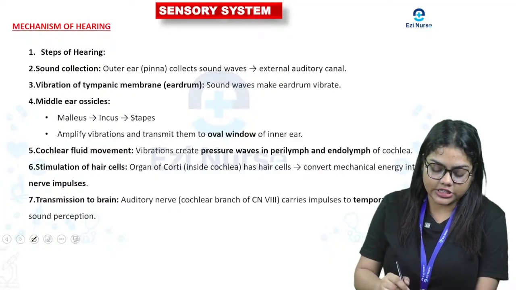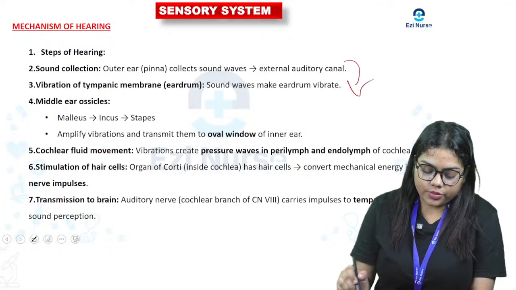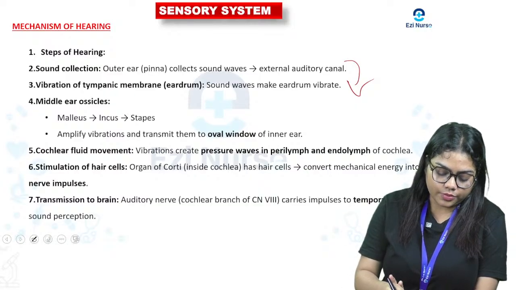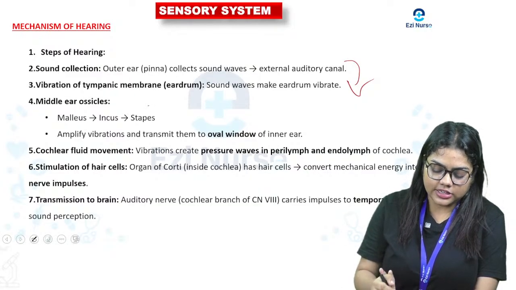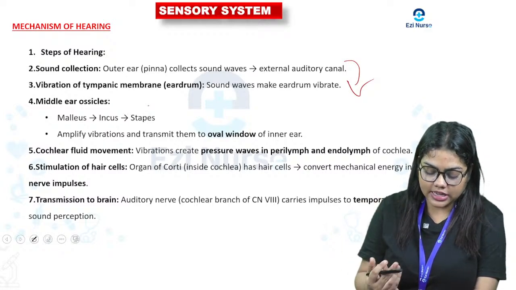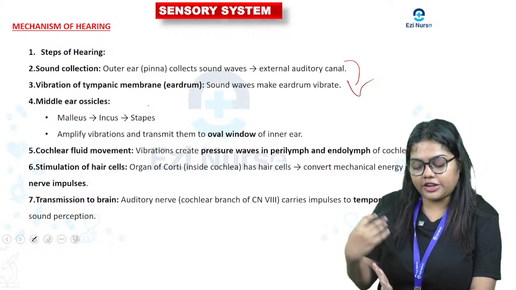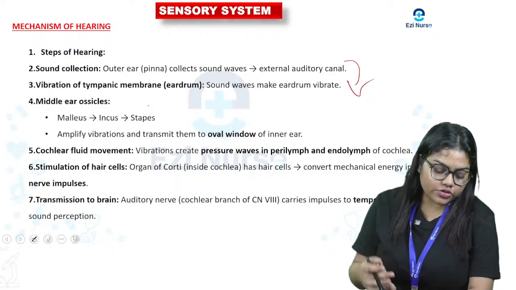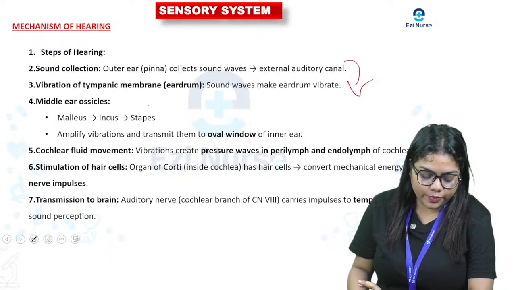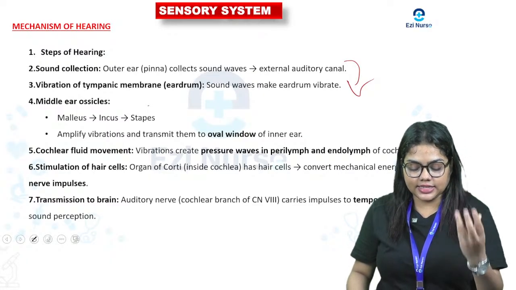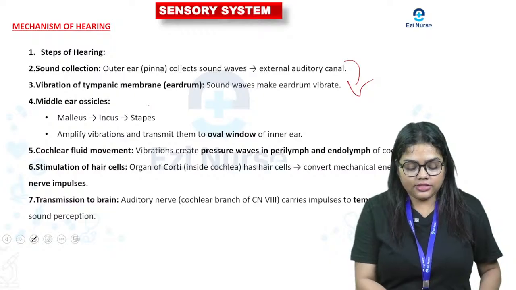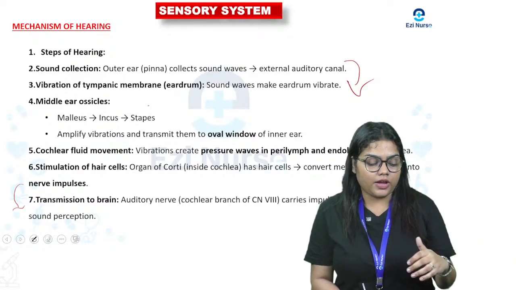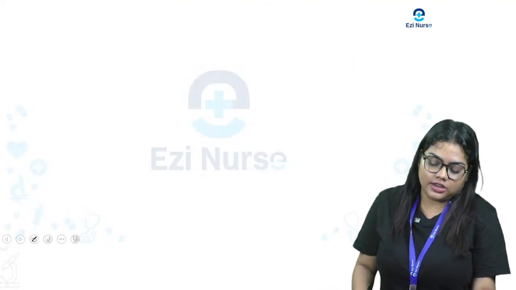Okay, so the mechanism of hearing has different steps. First one, sound collection. Then it moves on to the vibration of the tympanic membrane. It moves forward to the middle ear, where the malleus, incus and stapes vibrate, amplify the vibration and transmit it to the oval window of the inner ear, which leads to cochlear fluid movement, and that stimulates the hair cells. Then the nerve impulses are transmitted to the brain via the auditory nerve.